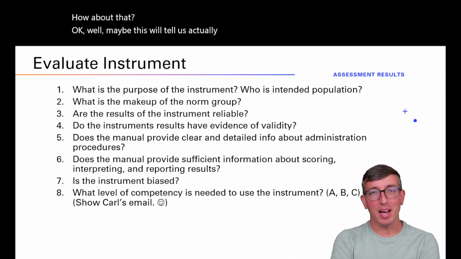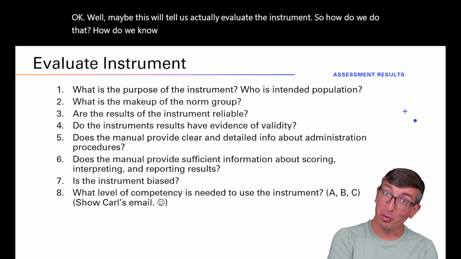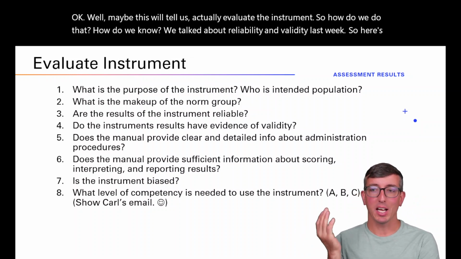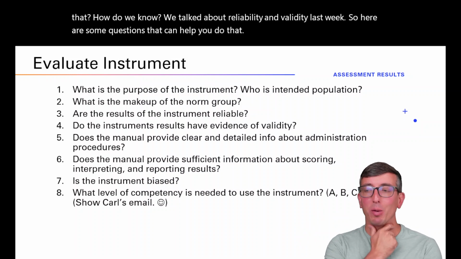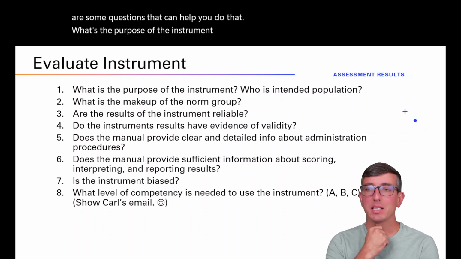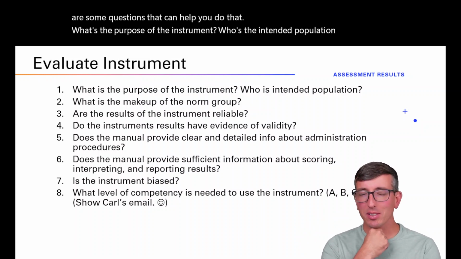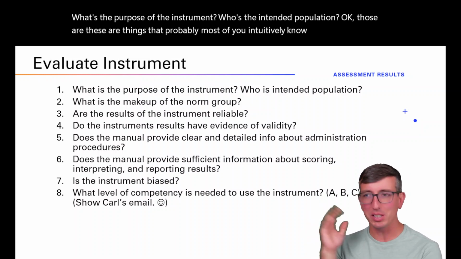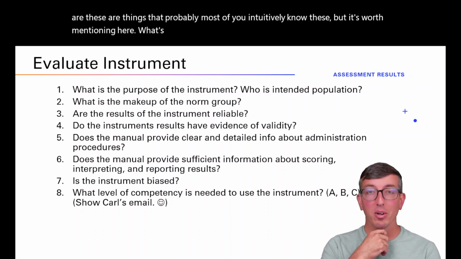Evaluate the instrument. So how do we do that? How do we know? We talked about reliability and validity last week. So here's some questions that can help you do that. What's the purpose of the instrument? Who's the intended population? These are things that probably most of you intuitively know, but it's worth mentioning here. What's the makeup of the norm group?